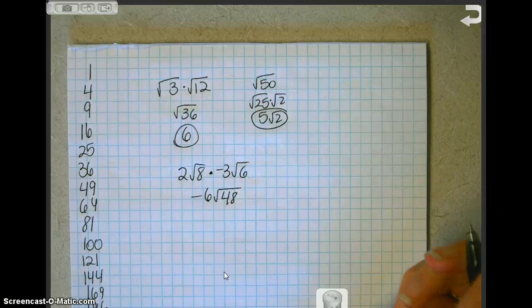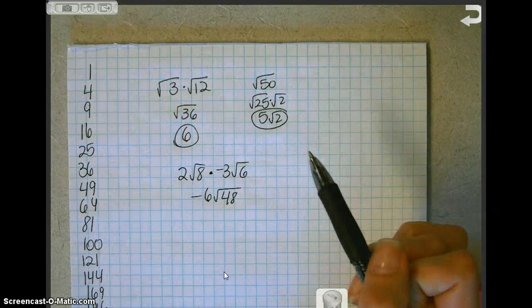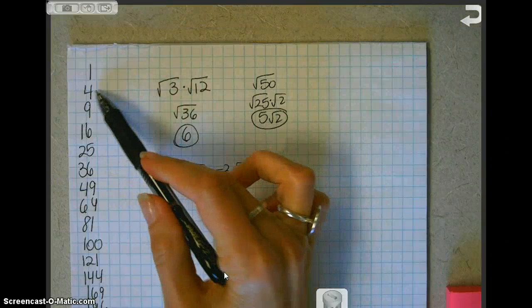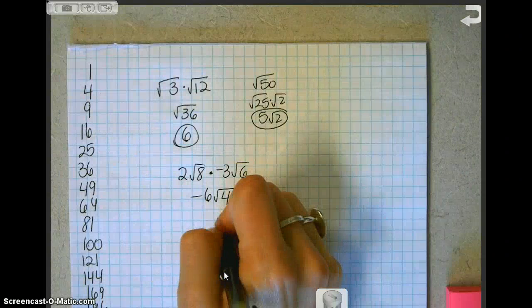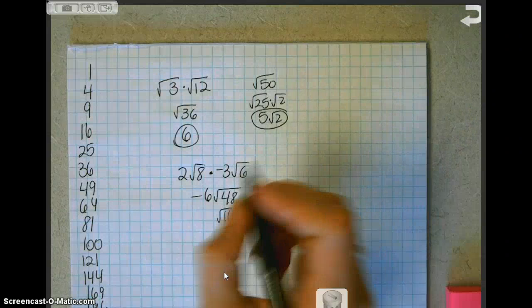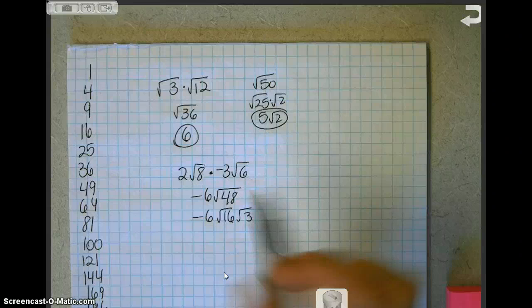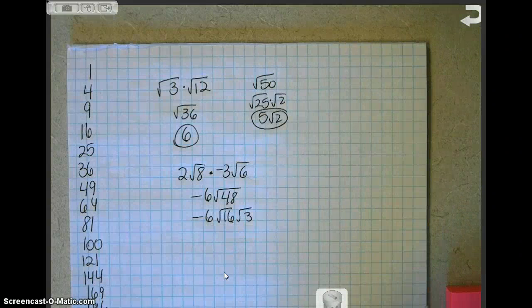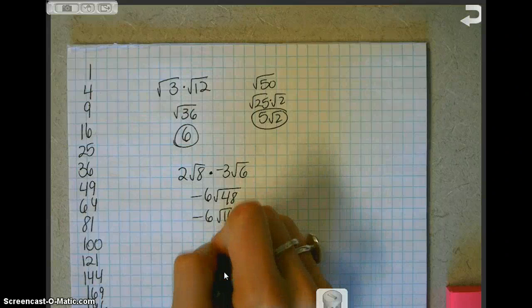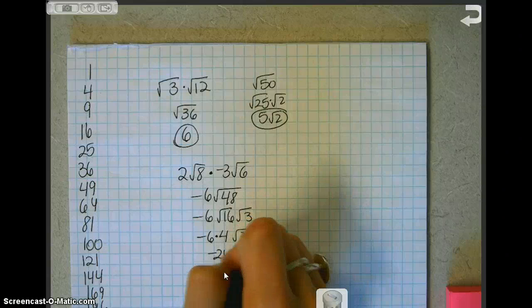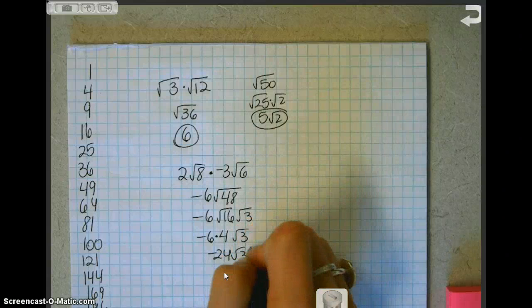48. And that's true. But then we say, all right, is there a perfect square that goes into this? 4 goes into it, but the biggest perfect square that goes into it is 16. 16 times 3. Again, these are 3 factors multiplied together. And we know the square root of 16 is 4. And so the answer is going to be negative 24 square root of 3. And that's our answer here.